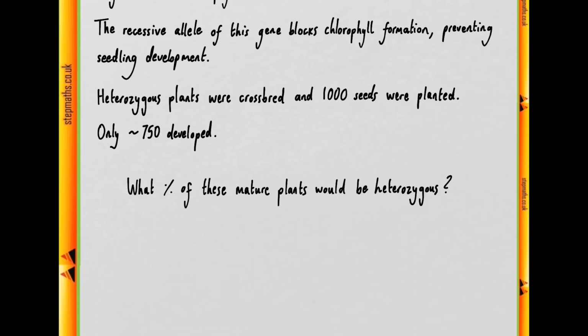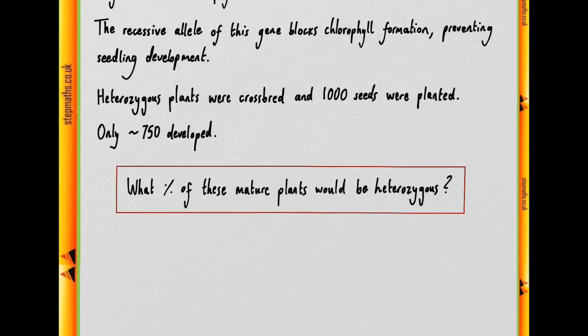We're then asked to work out what percentage of these mature plants would be heterozygous. So that's the thing we need to work out. Out of these 750 mature plants, what percentage would be heterozygous? Well, let's start with what we know.